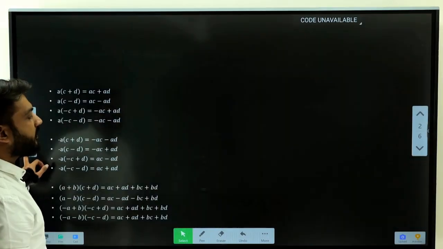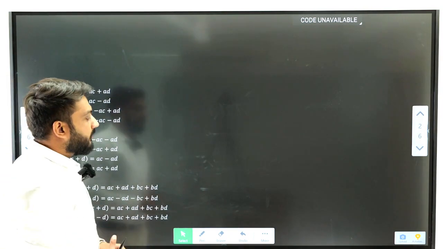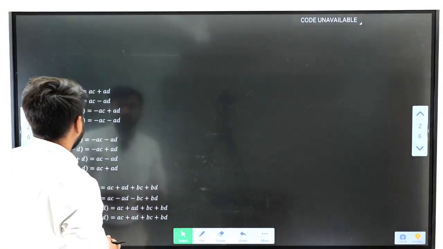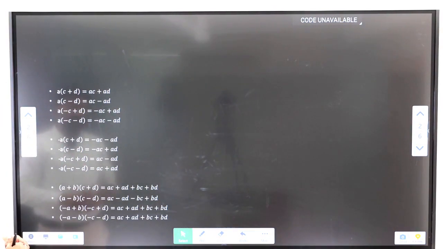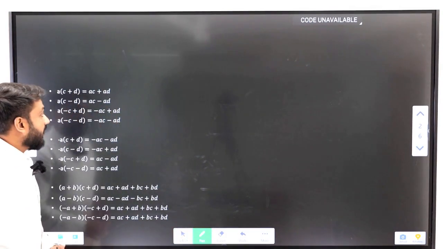Because we are going to look into the algebraic identities, let's look at firstly the common ones, the usual ones and the similar ones, right? Firstly here, it says that a in brackets c plus d is supposedly going to give you ac plus ad. Let's look into this.